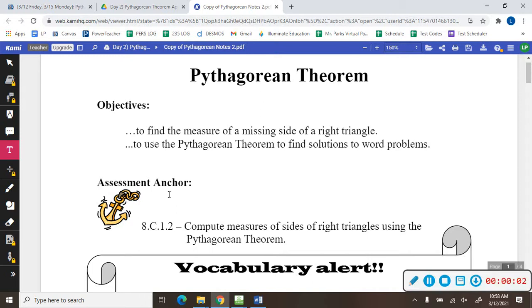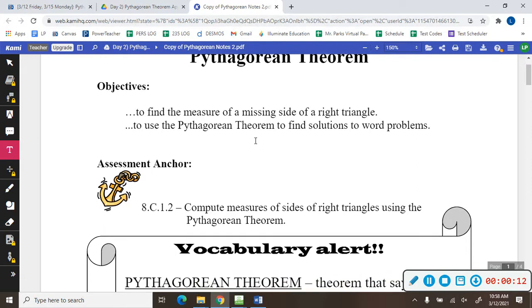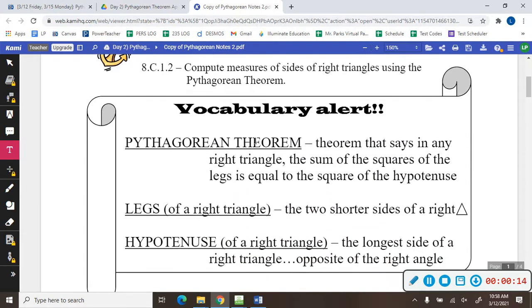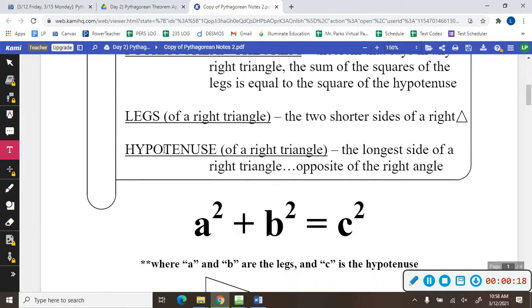So today we're going to talk about the Pythagorean Theorem again. We've already talked about how to find the missing side of a right triangle, but we're going to focus in on how to find solutions to word problems, so applications. We've already talked about the theorem, we've already talked about the legs.